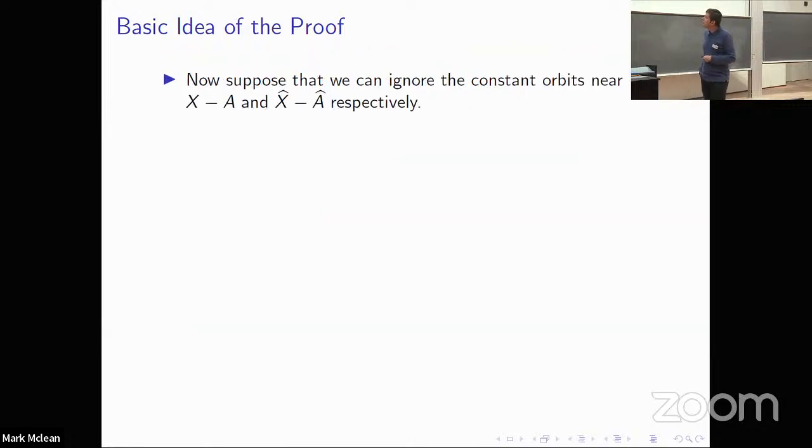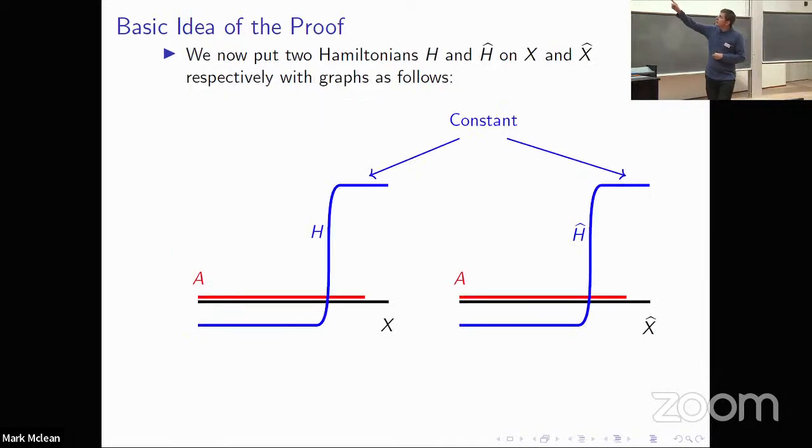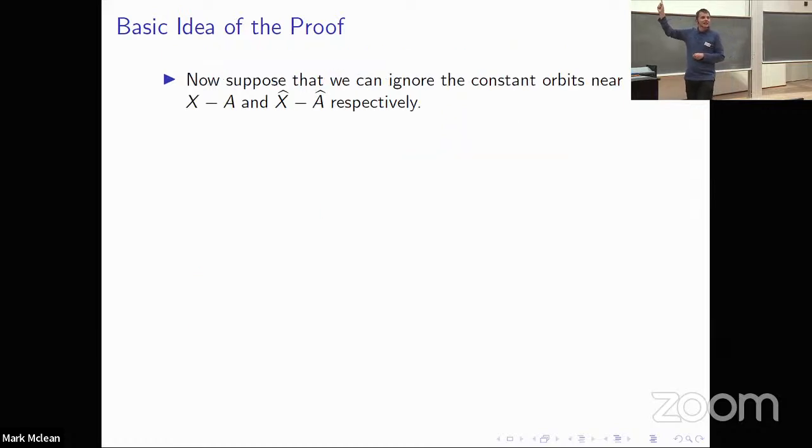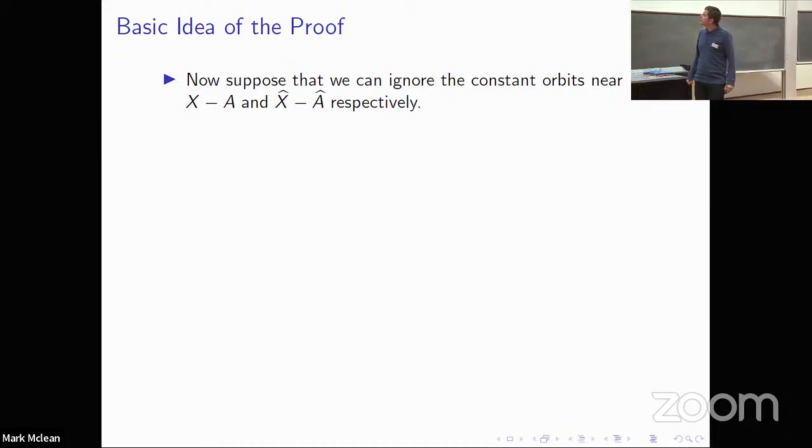Okay. Now, actually, let me go to the last slide again. So we have these large constant orbits, and for the moment, I'm going to pretend that I can ignore them. You can't ignore them, but I'm going to pretend that they're not part of the Floer chain complex. So I'm going to ignore the constant orbits away from A.